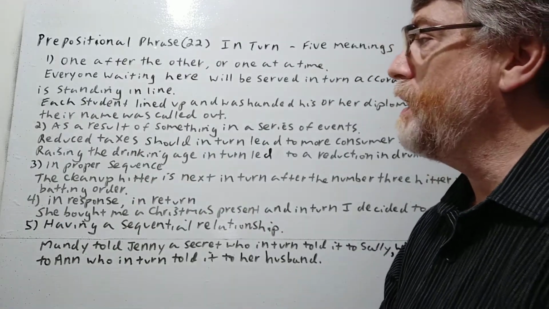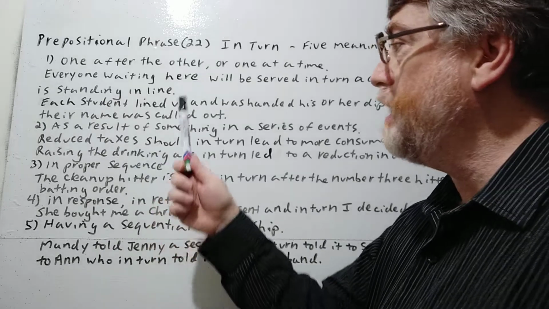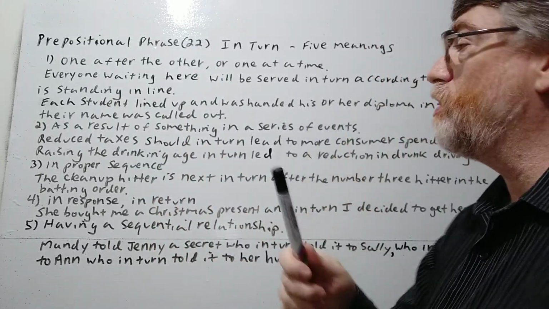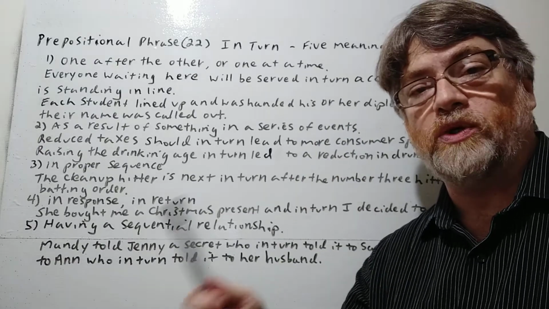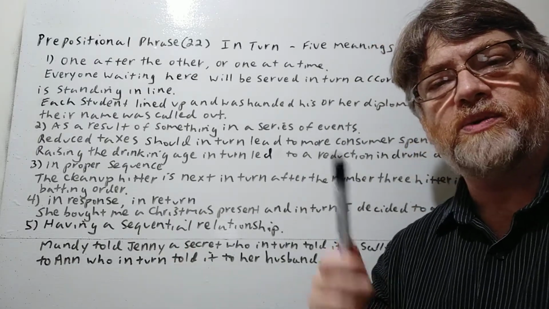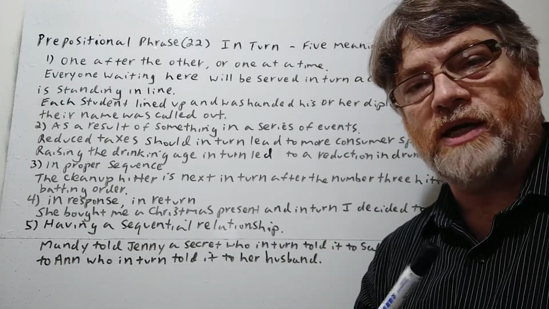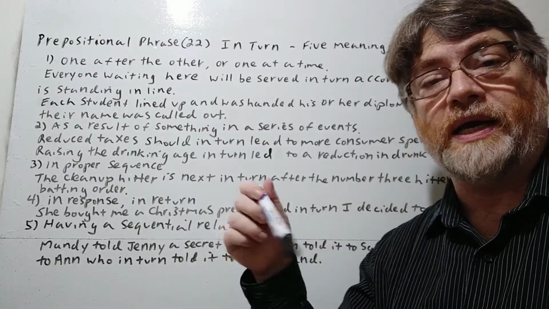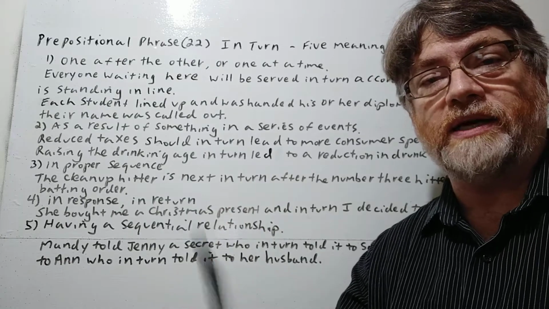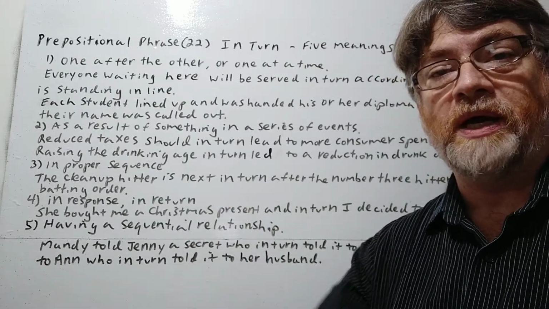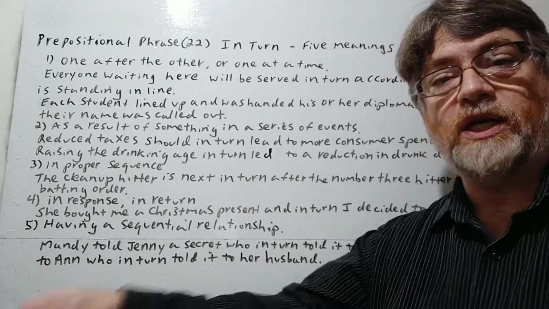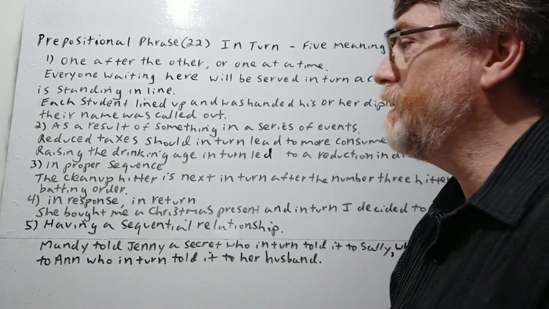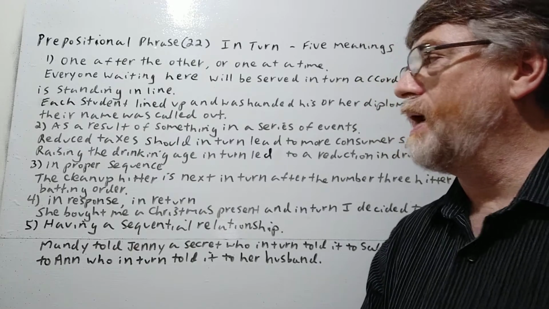Okay, good. Number 2: Each student lined up and was handed his or her diploma in turn as their name was called out. So if you ever went to a graduation ceremony and you see the graduation procession, where all the students lined up at the end as they're calling their names and handing them their diploma, they're handed their diplomas in turn. As their name's called out, they hand it to them. Okay, good. Let's read the next one.